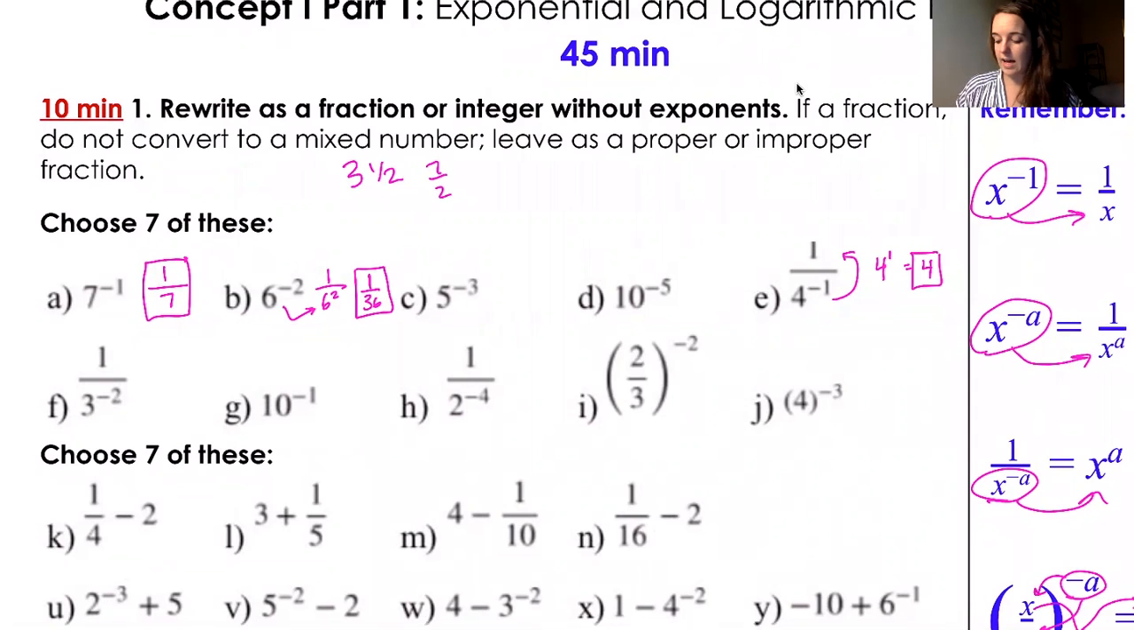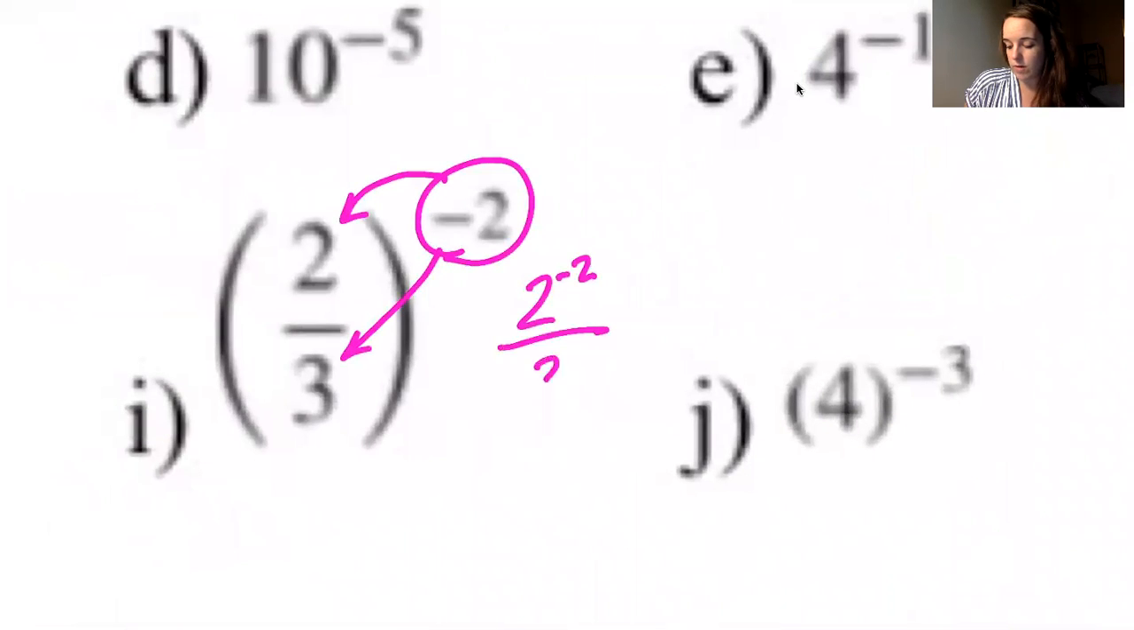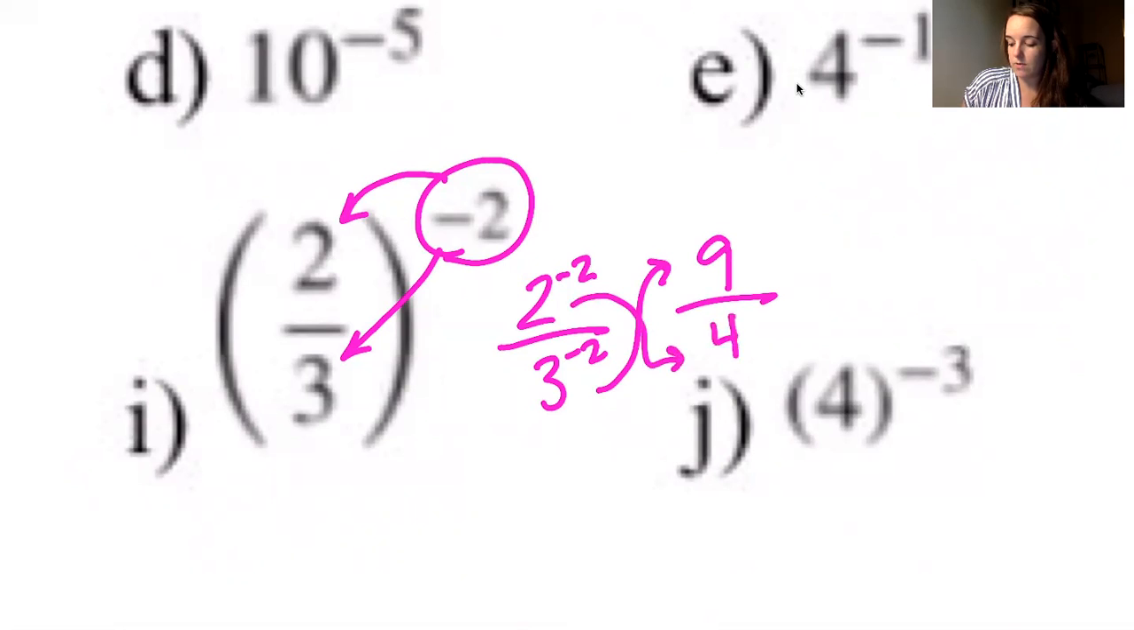And then for I, we would have this -2 distribute on here and on here. So I would have 2 to the -2 over 3 to the -2. 3 needs to move to the top. So I would have 3 squared, which is 9, over 2 to the 2 moved to the bottom. So this would be 4. 9/4 would be your answer for I.